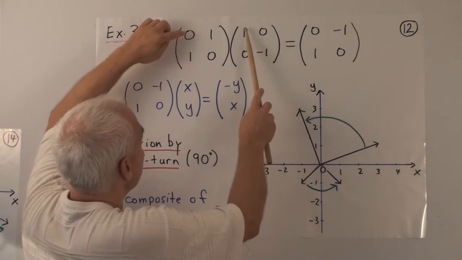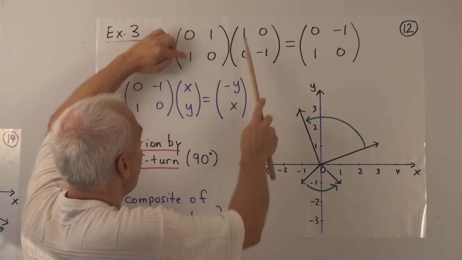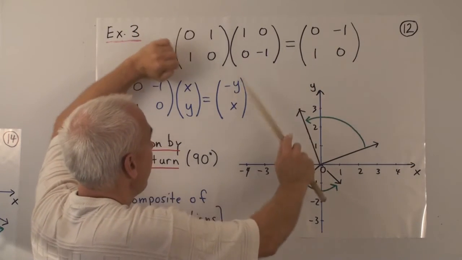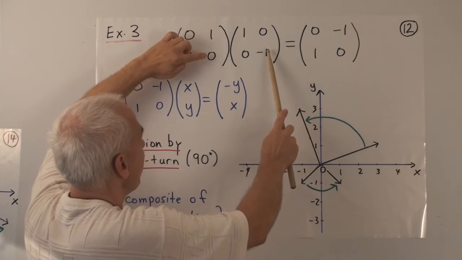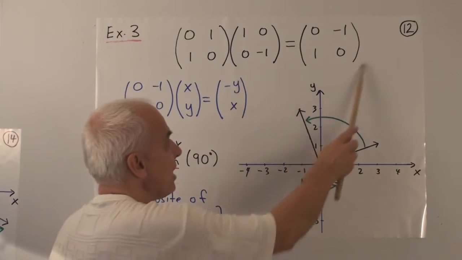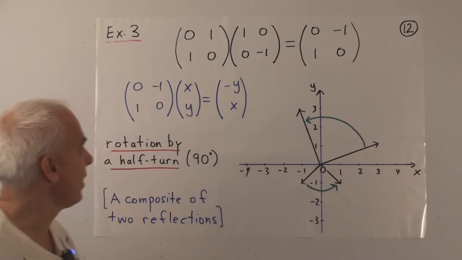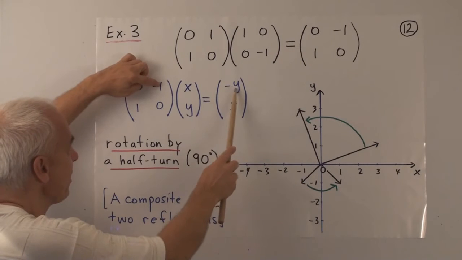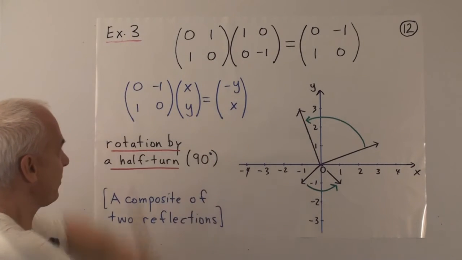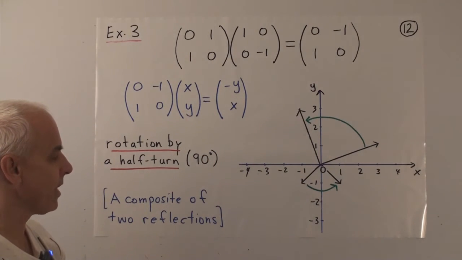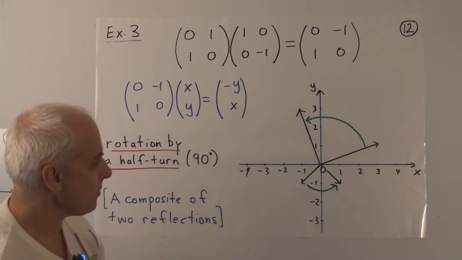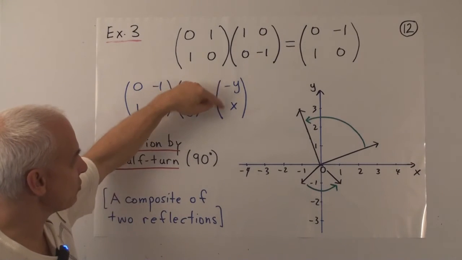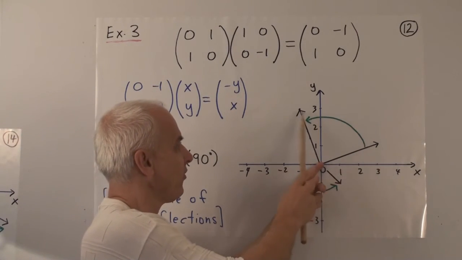Well, we get 0 plus 0, and 1 plus 0, 1. This next column, 0 plus -1, no, that's 0 plus 0, that's another 0. So we get this matrix 0, -1, 1, 0. Let's see what it does to the vector (x, y). 0 plus -y, x plus 0, we get (-y, x). What does this do? There's the vector (3, 1). The vector (3, 1) gets sent to the vector (-1, 3), which is there.